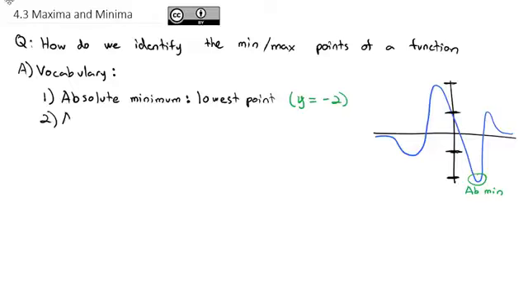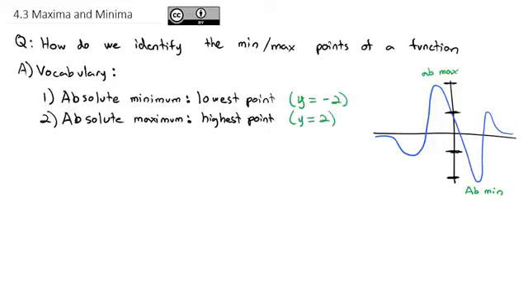The other word we need to know is, as you might expect, the absolute maximum, which is the highest point on the graph. And so the highest point on this graph is up at this top peak. We're going to call that the absolute maximum. And you see that's at a height of 2. Y equals 2 is the absolute maximum of this graph.